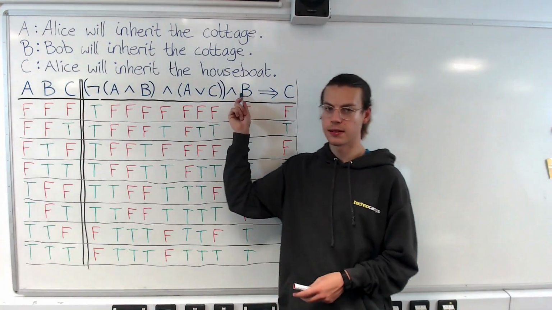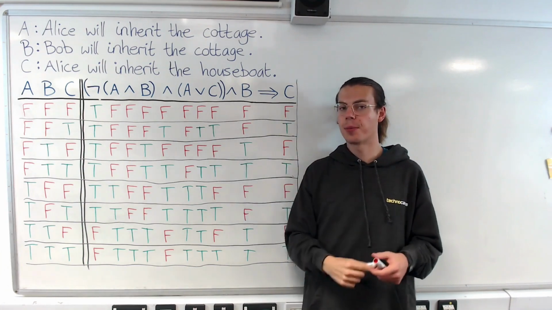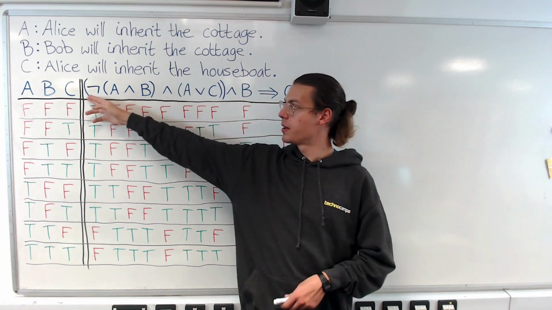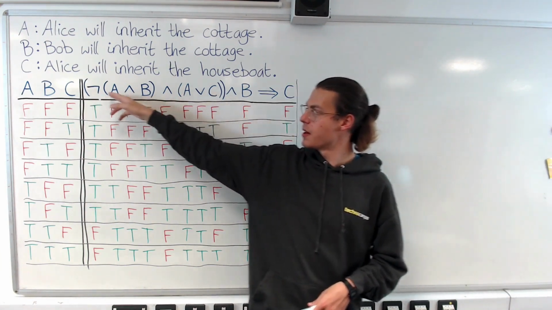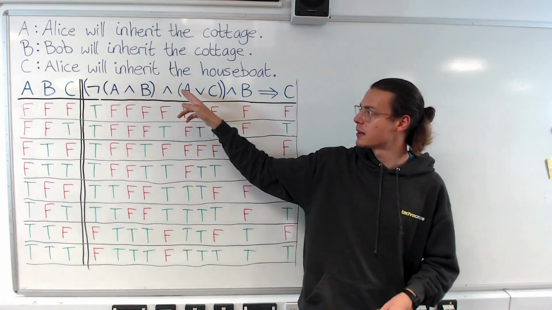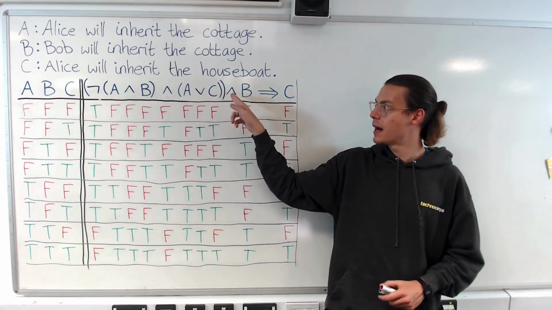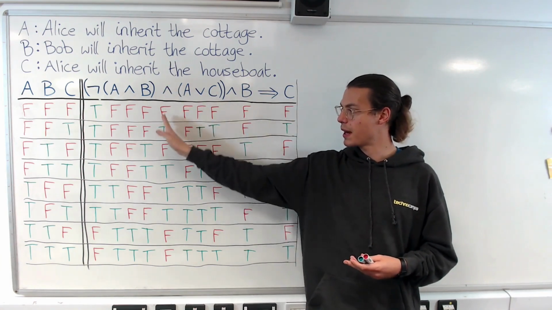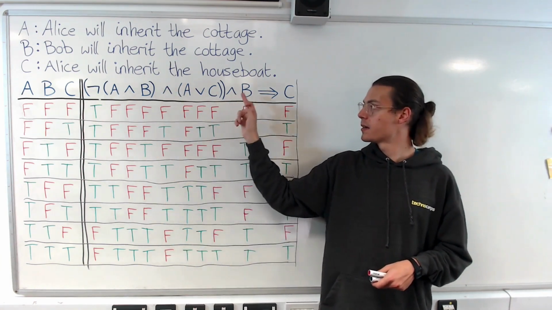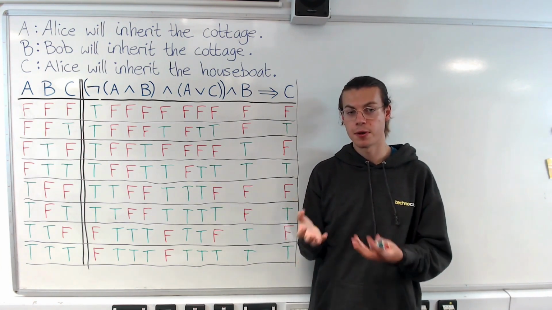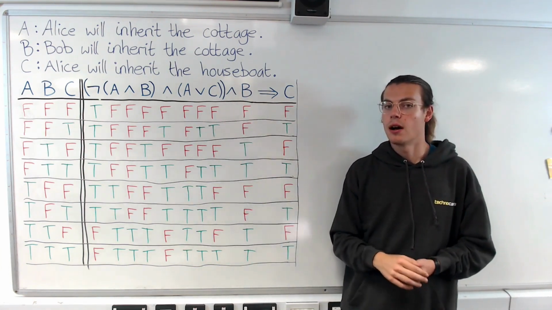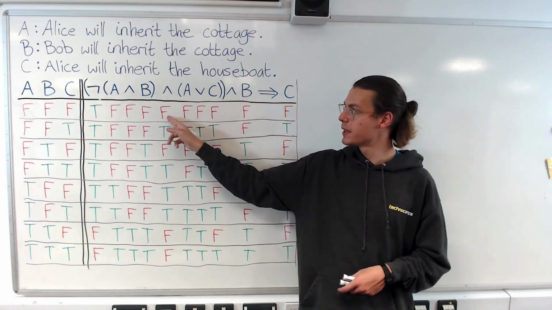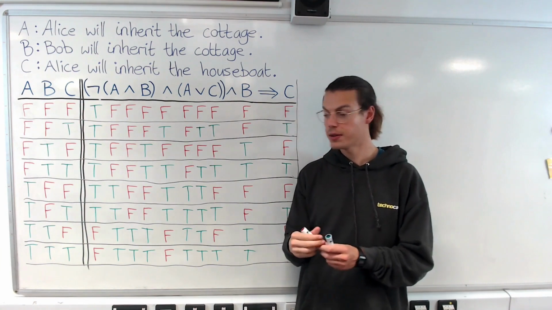Now we can evaluate this and operator. This column represents this whole substatement, not A and B and A or C, and B. So this is true if both the and column here and this B column are true. If both of those are true, then this is true. Otherwise, it's false. So first row we have false and false, which is false.